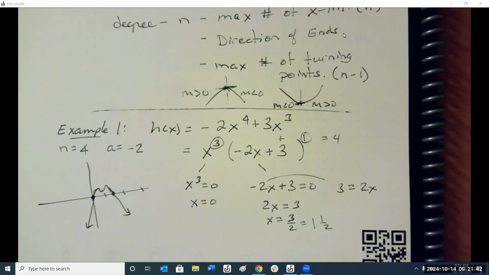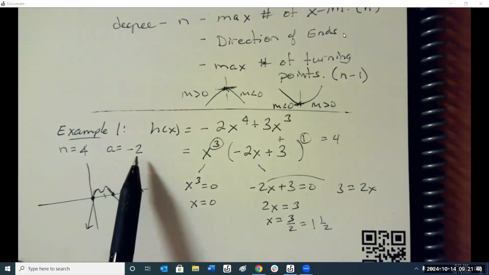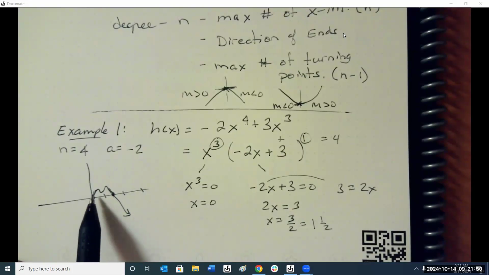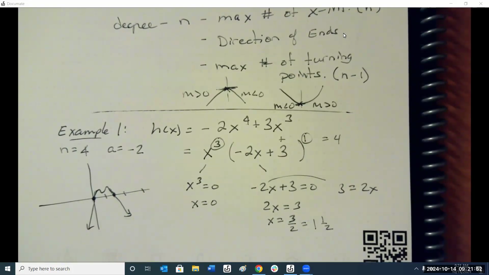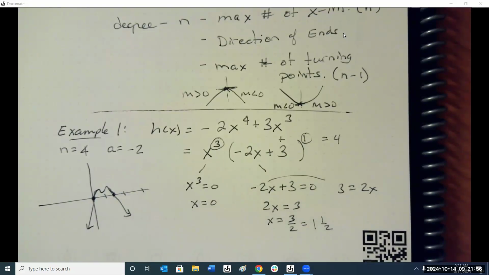Follow those steps so far? Yes. This is what we just talked about earlier: once we find the x-intercepts, we know what n and a are. So at those, we know the directions of the endpoints. We know if it's going to cross or bounce at that intercept. So we know the graph's going to look something like this.